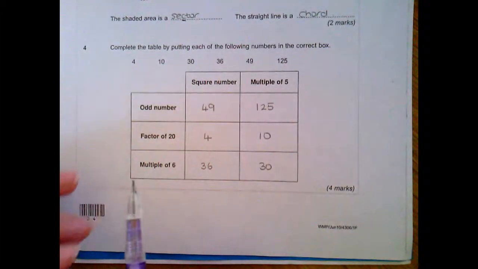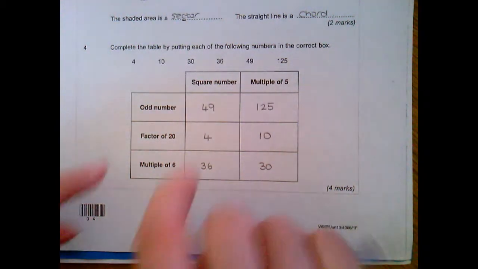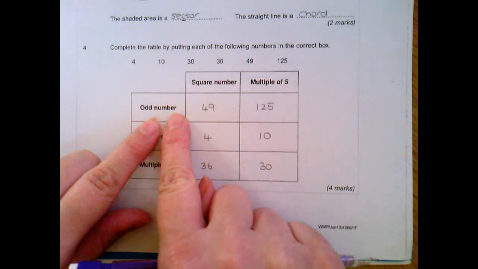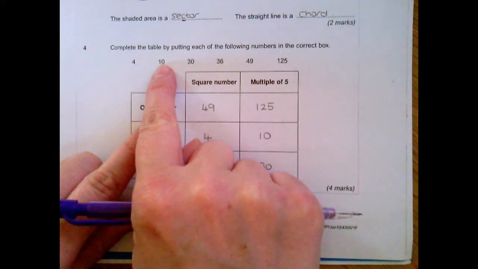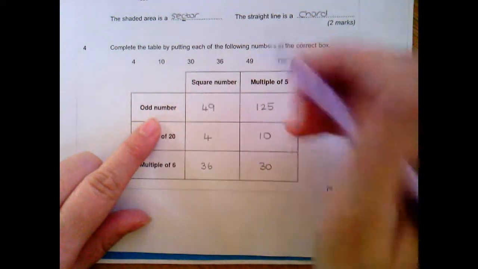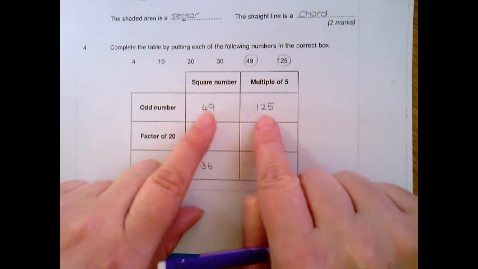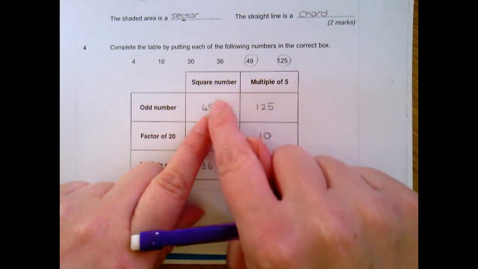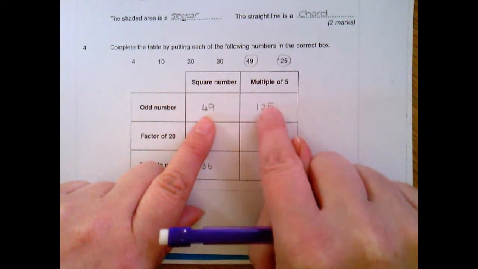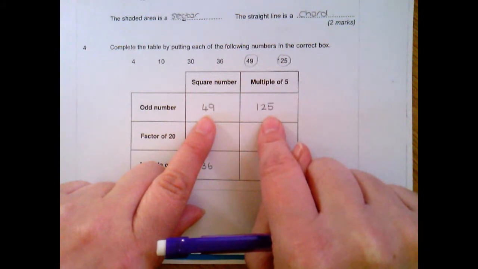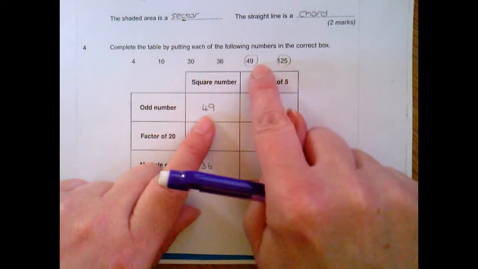Number 4, complete the table by putting each of the following numbers in the correct box. So the first one was to do with odd numbers. So if you go along and pick out the odd numbers, or anything ending in 1, 3, 5, 7, 9. So the odd numbers are those 2 there at the end. So they have to go either here or here. 49 is a square number because it's the answer to 7 times 7. And then 125 is a multiple of 5 because it's in your 5 times tables. It ends in 5, so it's in your 5 times tables. So that's those 2 done.